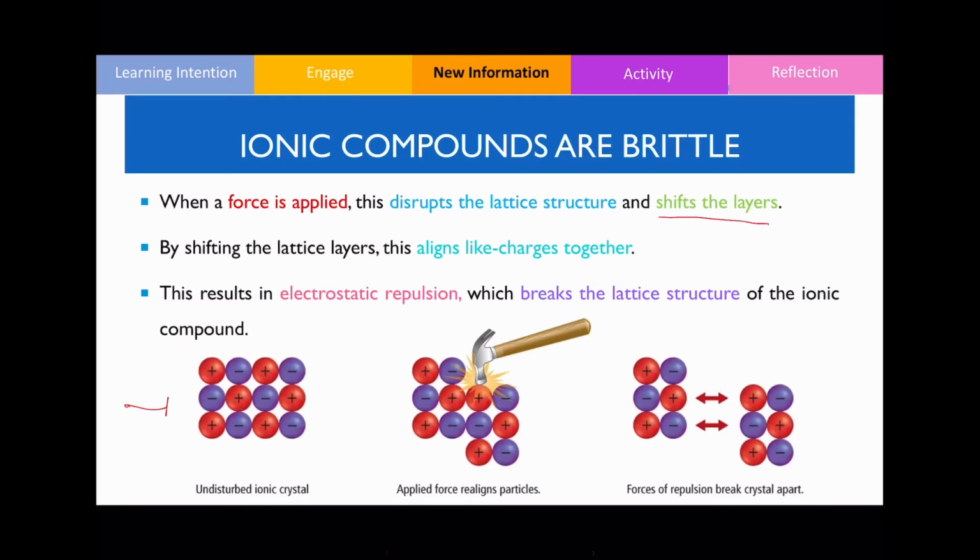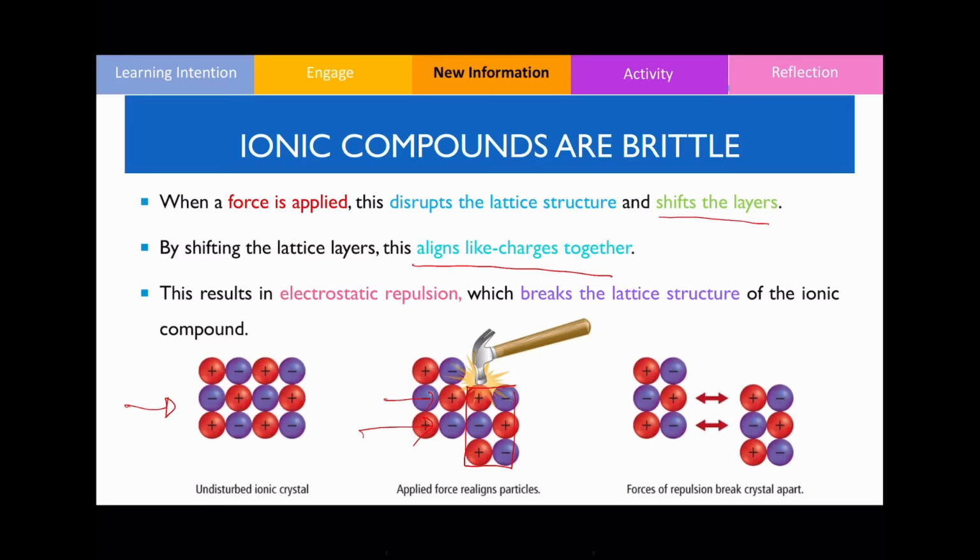So in this diagram over here, on the left-hand side, this is an undisturbed 3D structure of an ionic compound. However, in the second image in the middle, when you apply a force, you cause the layers to slide, and by sliding these layers, you're causing like charges to become adjacent to one another. So they're now next door to each other. As you can see, you've got the two cations next to each other right over here, and the two anions next to each other over here.